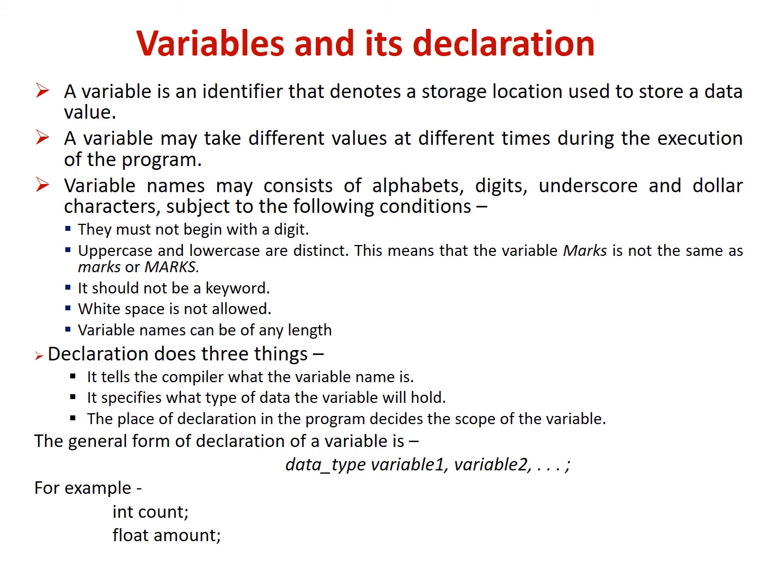Now, declaration of variables. Declaration does three things. The first, it tells the compiler what the variable name is. Second, it specifies what type of data the variable will hold. And number three, the place of declaration in the program decides the scope of the variable. Now, while declaring the variable in Java, first we specify the data type followed by the list of variables. Here, in the example, count and amount are the variables of the type integer and float respectively.